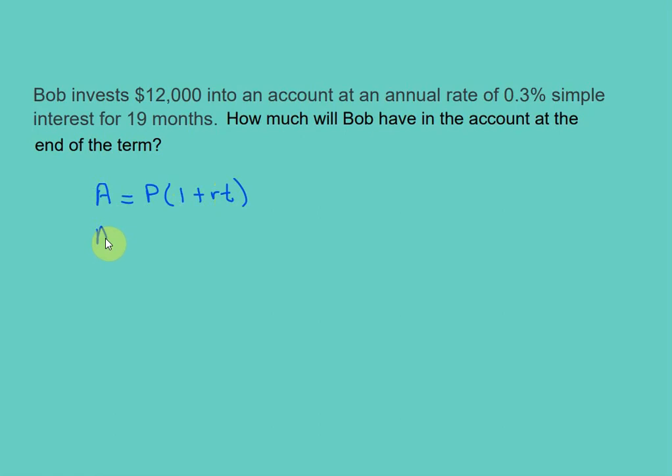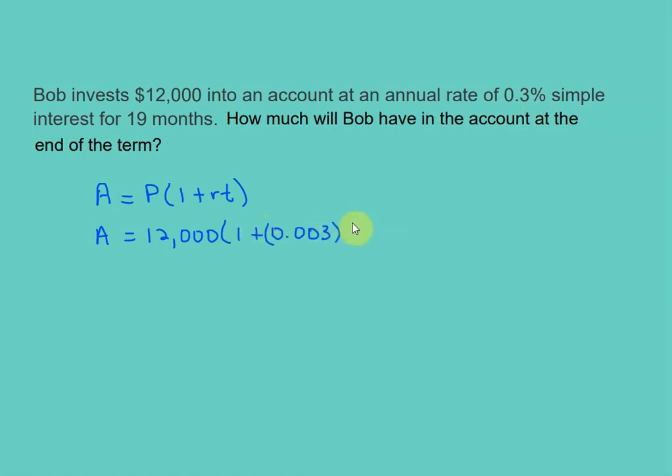So the total amount in the account is equal to the principal, $12,000, times 1 plus the rate. Again, we need to change it to a decimal. This time it's 0.3, so we need to move it 2 places to the left, which would be 0.003.